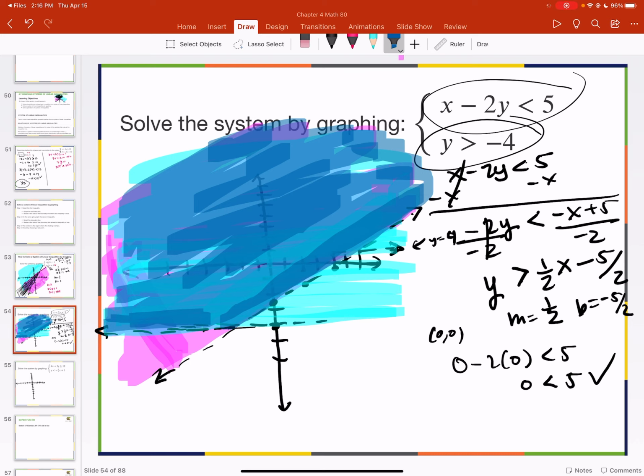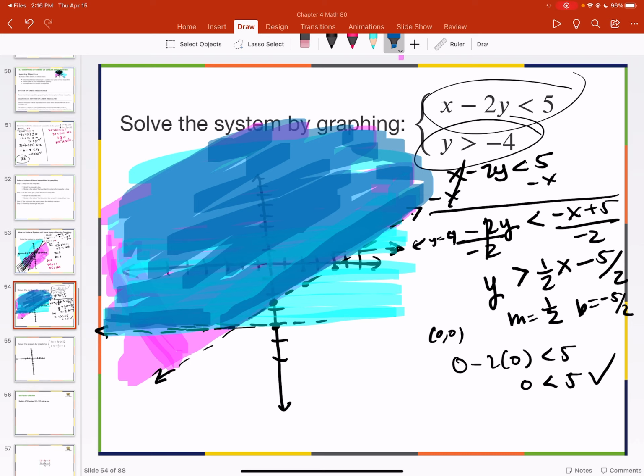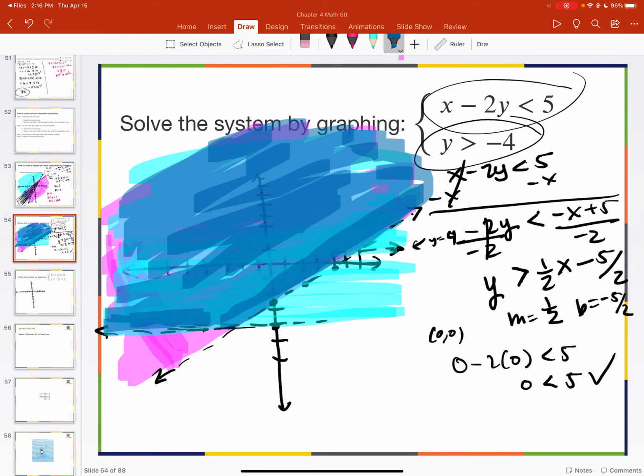All right, so that's pretty much it. Just to recap, you put them into y equals mx plus b form. You graph each one. Don't forget to check if it's solid or dashed. And use your test points, okay? And shade each one in maybe different colors or different types of shading. And then where the two shadings intersect, you can keep that. And if you want, you can erase everything else.